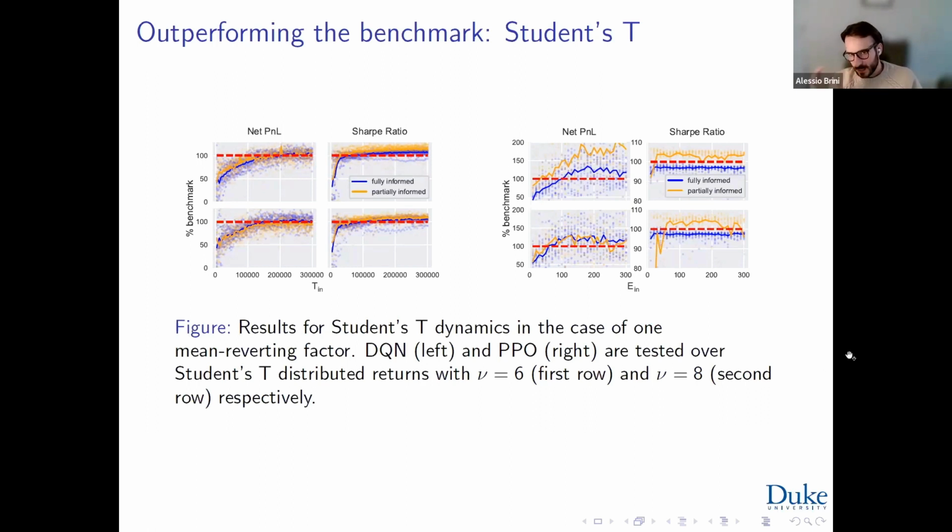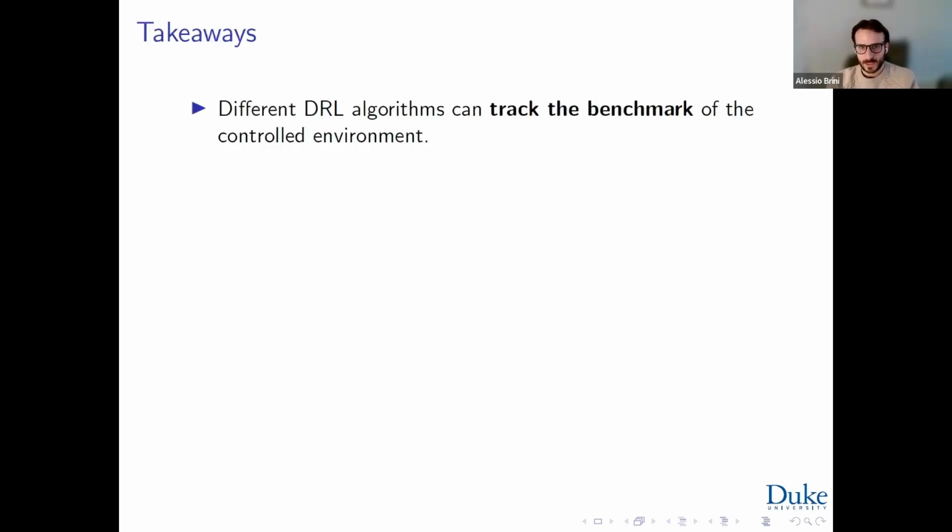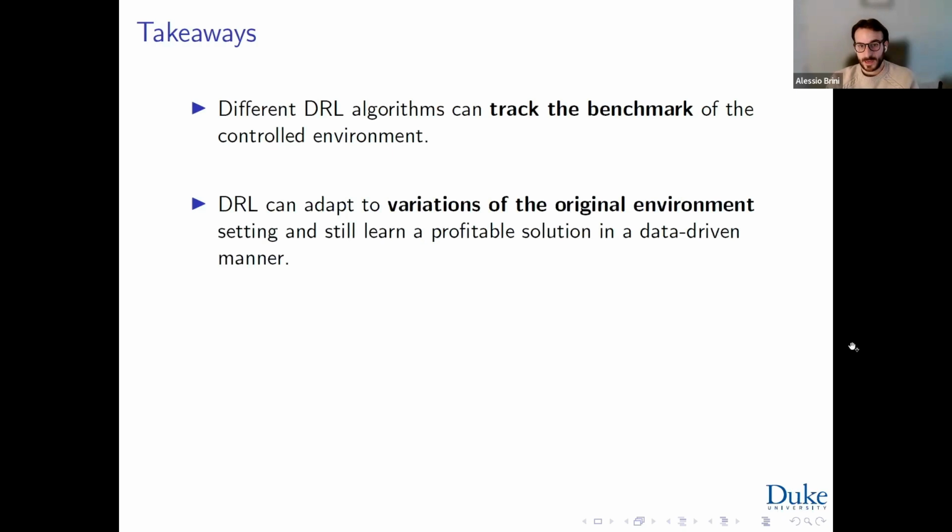But this is just a couple of examples from our paper that gives an idea of what can happen in a simulated setting when you test reinforcement learning over a trading problem. And so the takeaways here are the fact that if you're able to define a benchmark with a known optimal solution, different reinforcement learning algorithms can retrieve that solution in a data-driven manner, and can also outperform that solution when you let vary the original assumption of the environment.